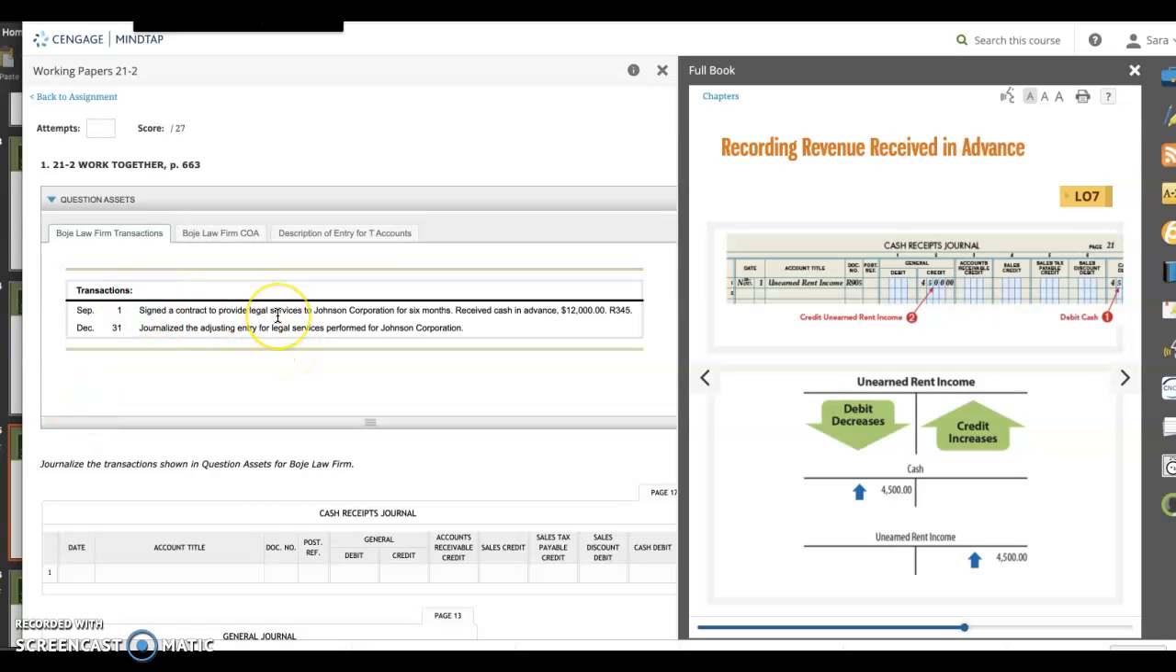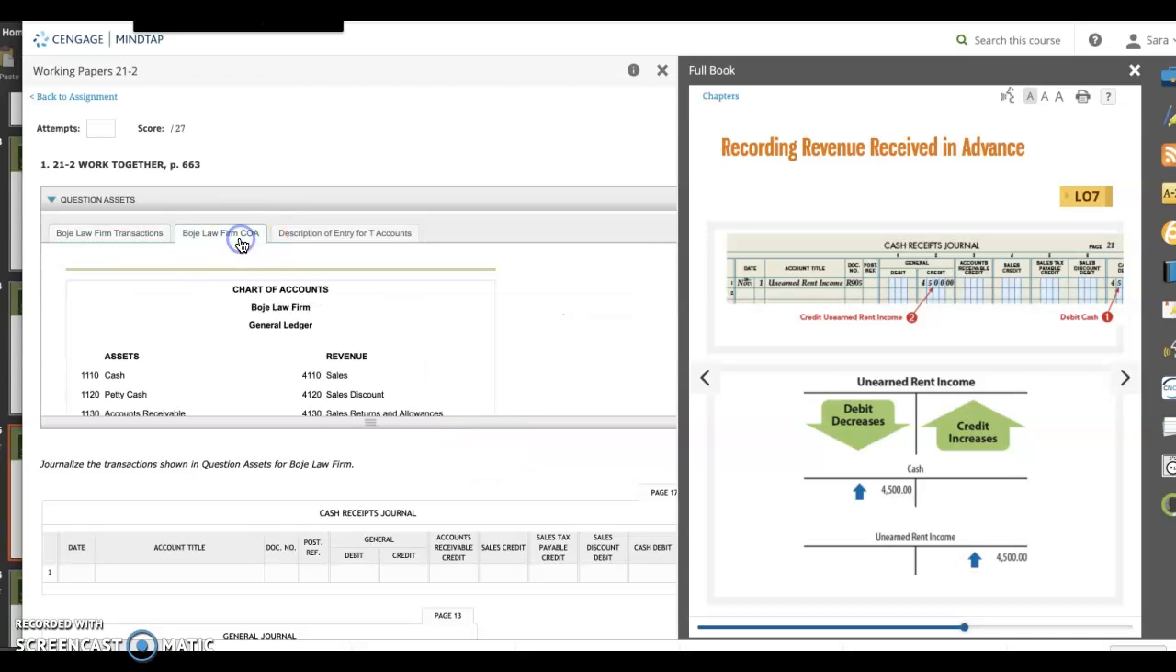Okay, the first thing here is September 1st. We signed a contract to provide legal services to Johnson Corporation for 6 months. We received cash in advance of $12,000, receipt R345. So we know it's going to be some type of unearned account.